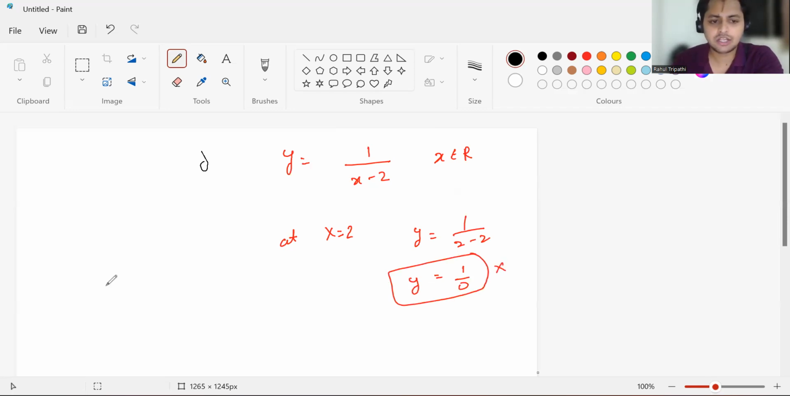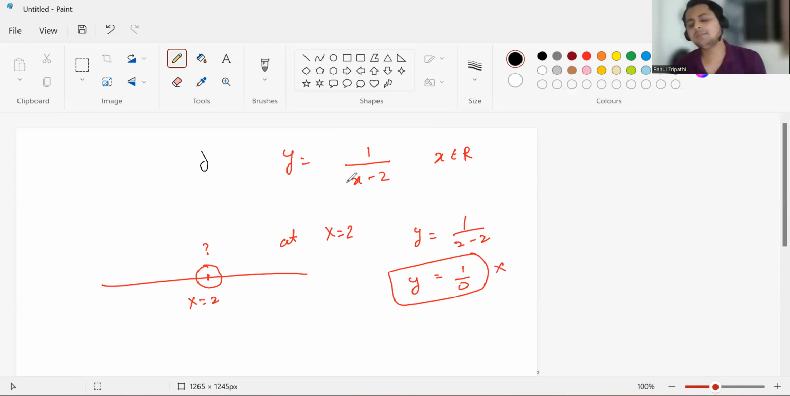That means you're trying to solve this function at the particular point x equal to 2, and at this point you are not able to solve this problem. That means the behavior of this function at point 2 is not defined. So how to solve this problem? This is again a question. To solve it, we will introduce a new idea that is called limit.